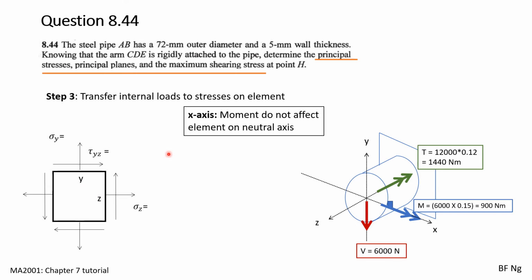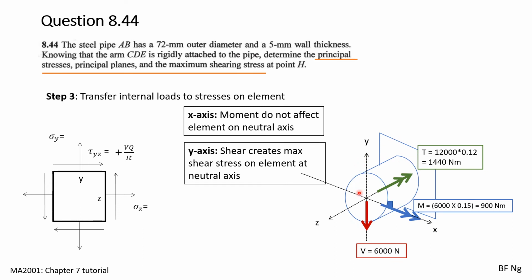Now we look at the forces and moments on the x-axis and determine what kind of stresses they will cause on the element. On the x-axis, we have a bending moment. This moment is acting right at the center, and you can use the right-hand rule to determine that the top part is undergoing tension and the bottom is undergoing compression. In between, along the neutral axis, there's no normal stress. As such, this moment does nothing to your element.